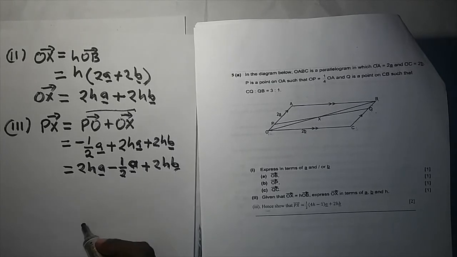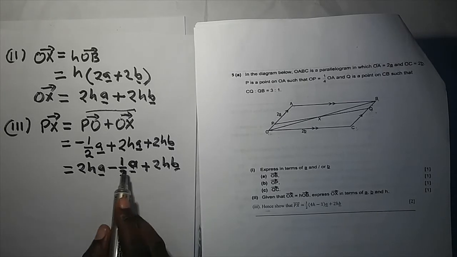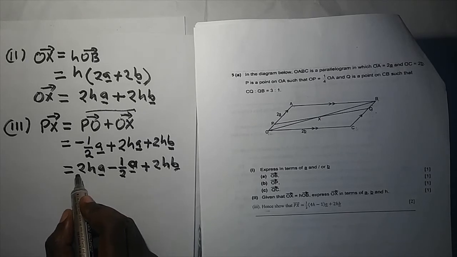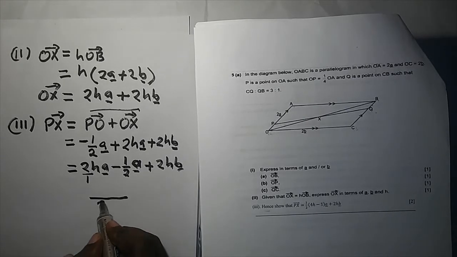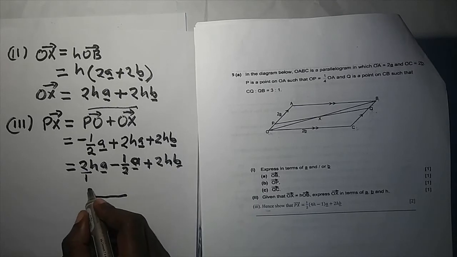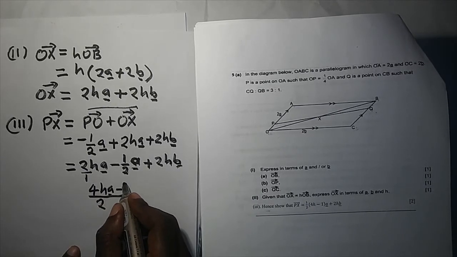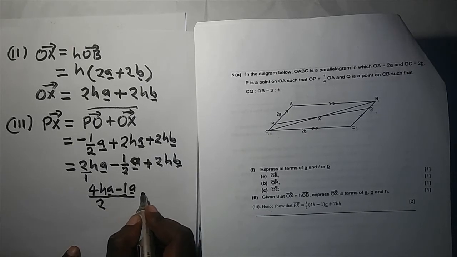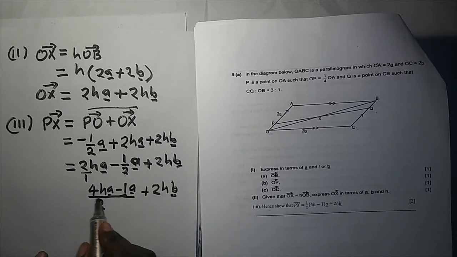Now factorizing this is something that is simple. You can write these two under the same common denominator. Let me write them under the same common denominator. Let me write this one over 1, and the common denominator here will be 2. So 1 into 2 is 2. 2 times 2H, you are going to have 4HA minus 1A, plus 2HB. So we can factorize here now.